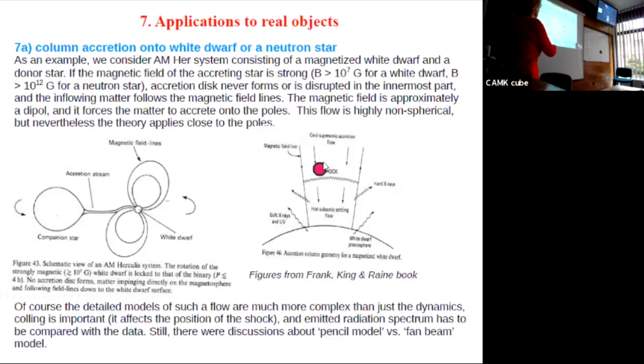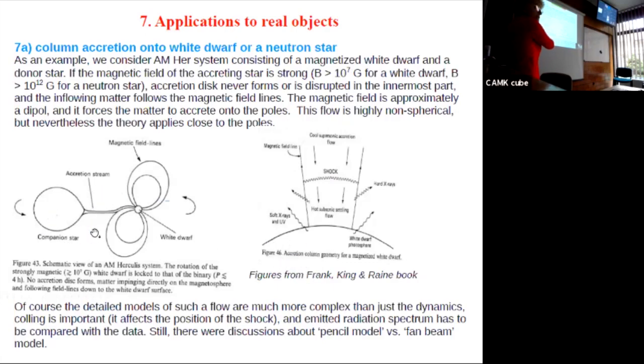Then in reasonable approximation, the situation looks like this. This is now the surface of the white dwarf, right? It is just this part which is enlarged. And here you have an accretion column. Of course, this is not a spherically symmetric case. But this looks like part of the spherically symmetric solution, right? You can imagine it's just a small fragment of spherically symmetric flow.